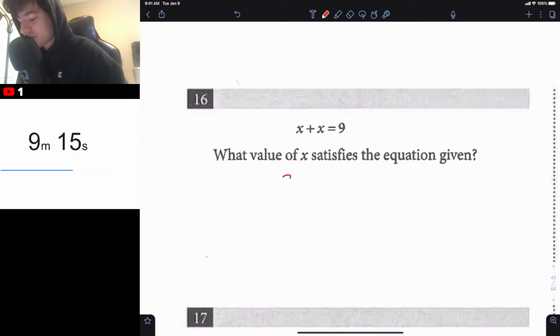All right, so combine like terms. 2x equals 9. Divide by 2. x equals 9 over 2.